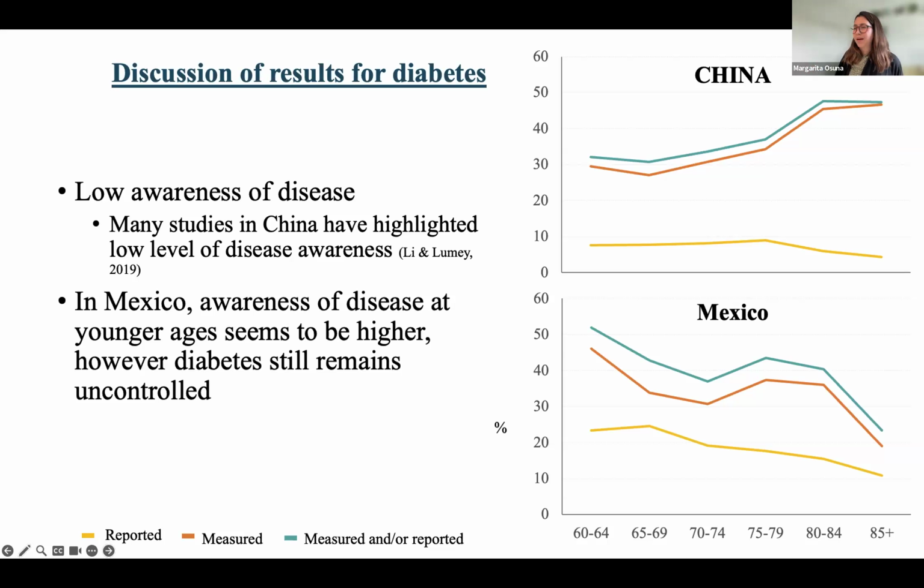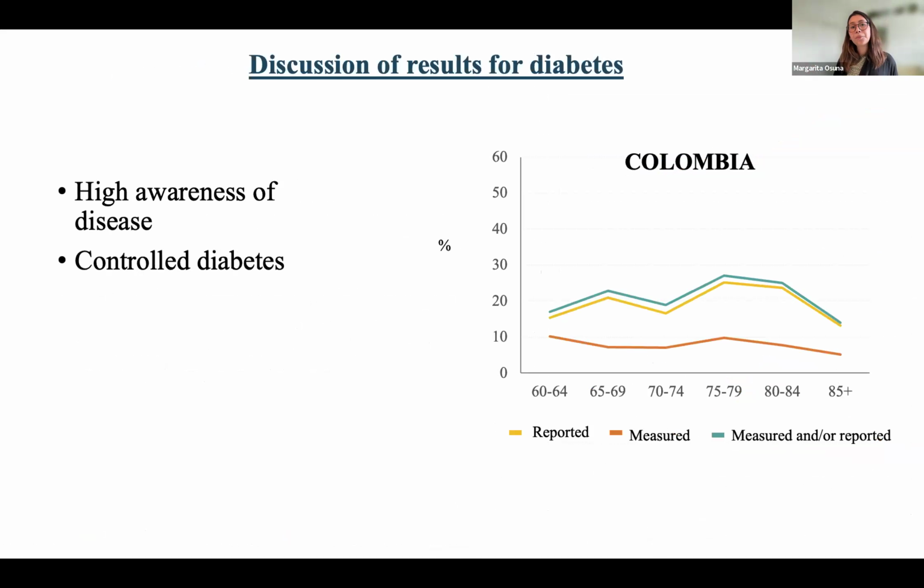In Mexico, I would just like to highlight that it seems that at the younger ages there is higher awareness of diabetes, and as ages progress, the awareness gets lower. It is still a really important thing to keep in mind, because the oldest old adults may have more difficulty accessing healthcare. And for Colombia, there seems to be really high awareness of disease and controlled diabetes, which is really promising.